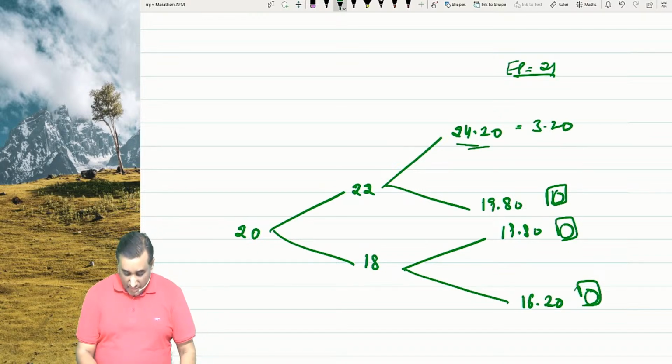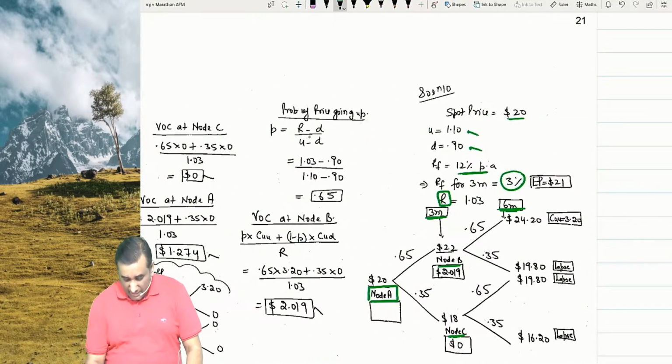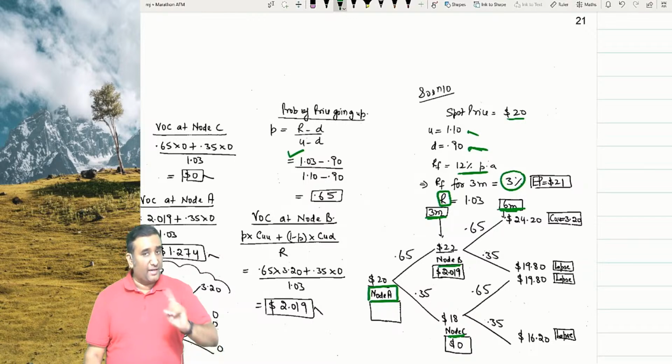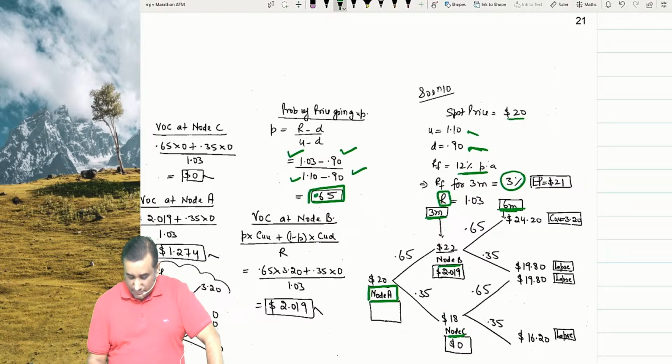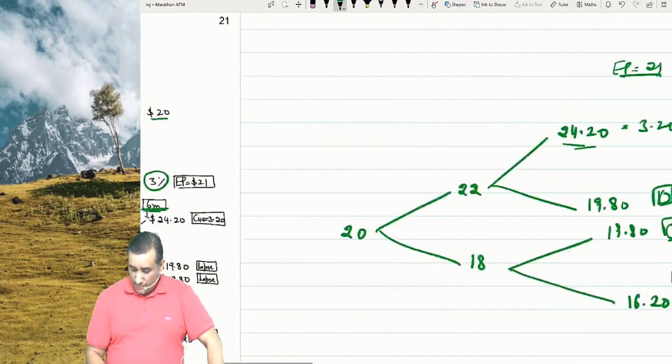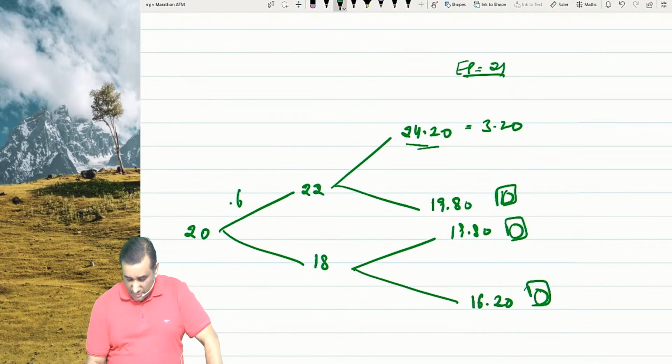So you will find the probability P. When I find the probability, the formula is R minus D divided by U minus D. R was 1.03, D is 0.9. How did we get 10% downside and upside? 0.9 and 1.10. So 1.03 minus 0.9 divided by 0.2 comes to 0.65. So there is a 65% probability of the price going up. We have 0.65, 0.65, 0.65, and 0.35, 0.35 and 0.35.